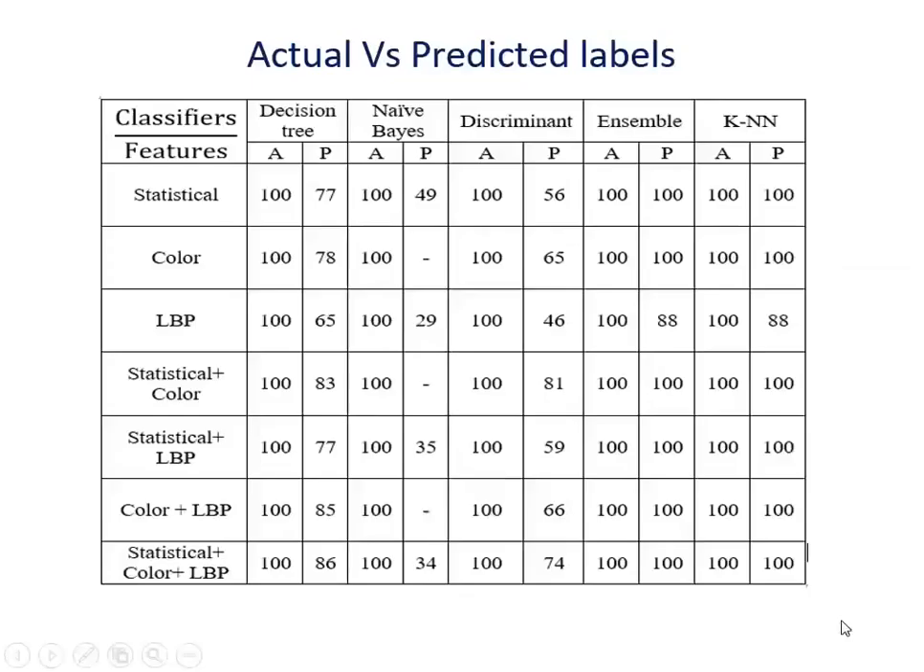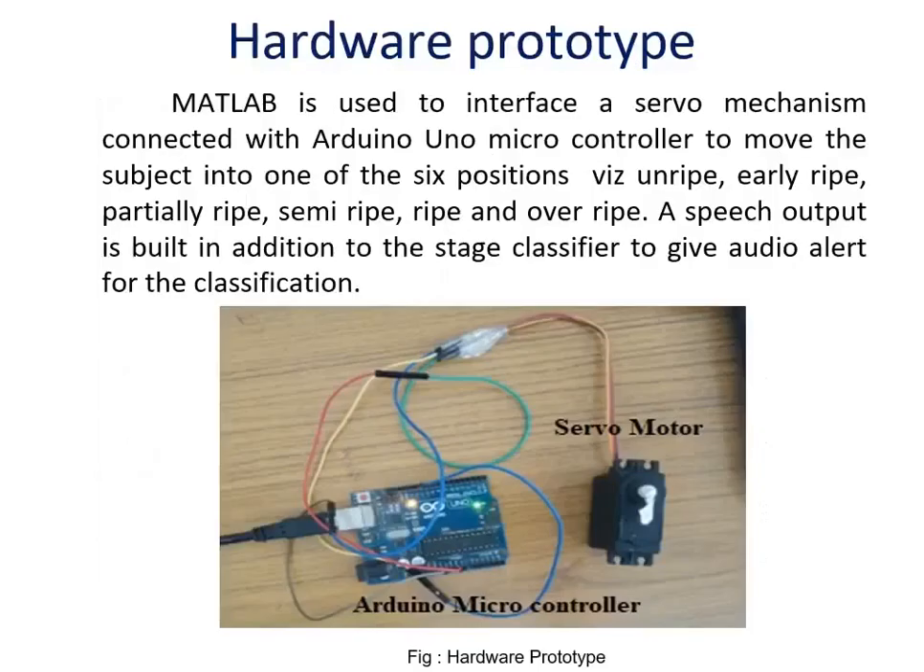The table shows the actual and predicted labels of each classifier with statistical, color, LBP, and the combinations of statistical and color, statistical and LBP, color and LBP, and the combination of three features, statistical, color and LBP features. I can conclude that ensemble and KNN classifiers outperformed decision tree, naive Bayes, and discriminant classifiers.